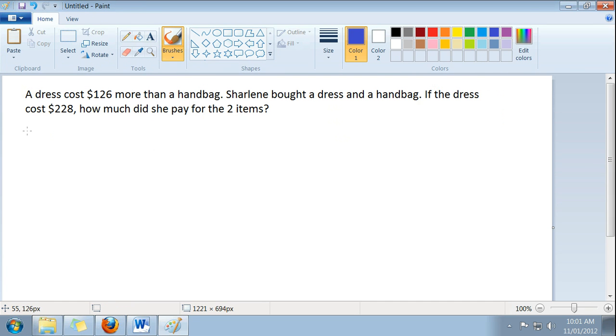Alright, the question is, let me just write number 9. It says, a dress costs $126 more than a handbag. Charlene bought a dress and a handbag. If the dress costs $228, how much did she pay for the 2 items? Okay, think about the question because this one's a bit tricky. Okay, good luck with that and always keep practicing your problem solving skills.